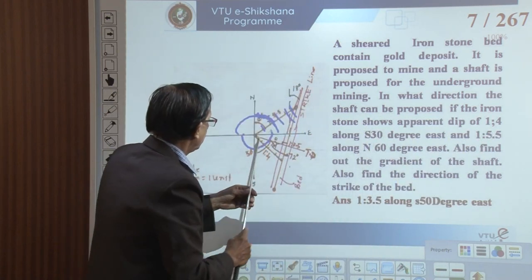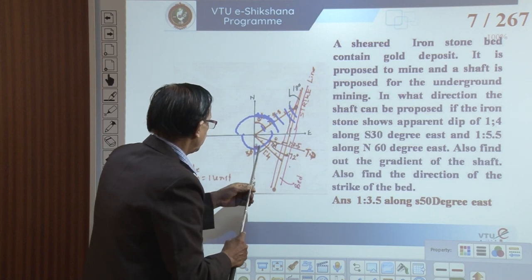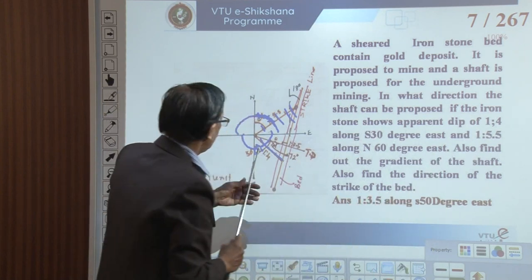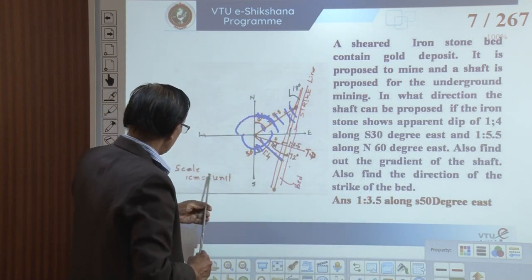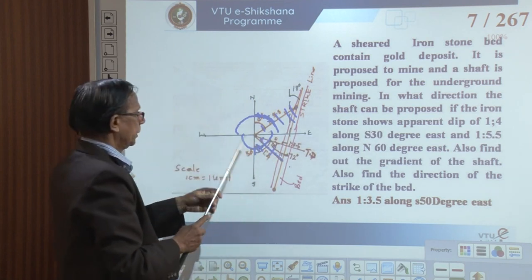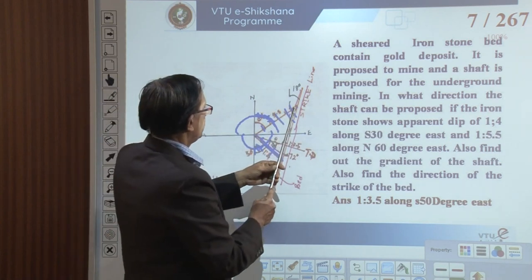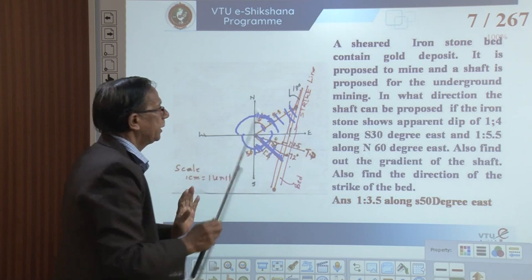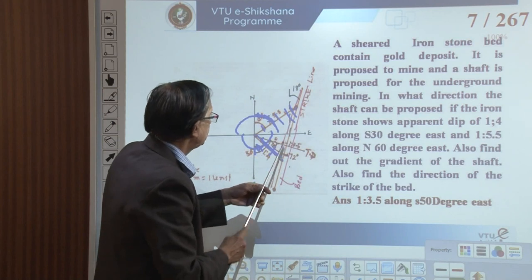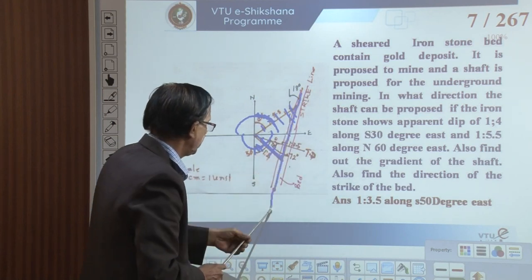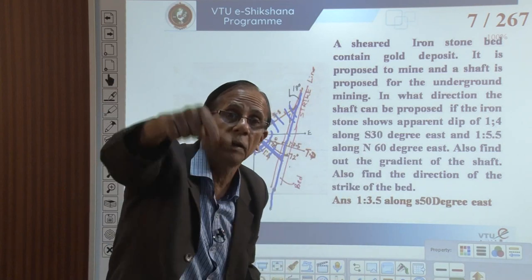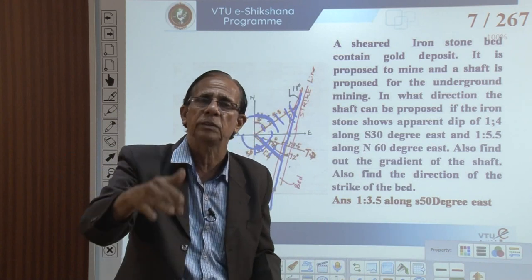Keep the protractor here. South, this is 10, 20, 30. South 30 degree east I have drawn, and that is 1:4. As per this, to show 4 units I require 4 centimeters: 1 centimeter, 2, 3, 4 centimeters. So, 4 centimeters here and 5.5 centimeters there, in the given directions. I have marked these two points, and if I draw a line passing through them, that becomes the strike line. That is nothing but the direction along which that bed is present.